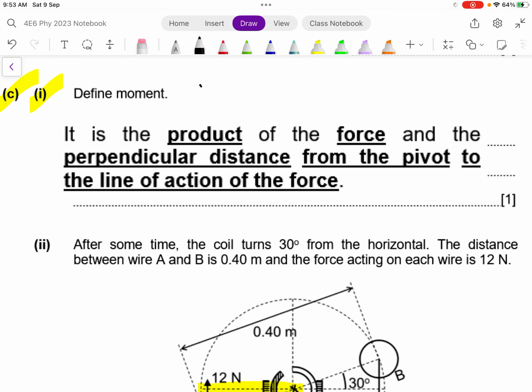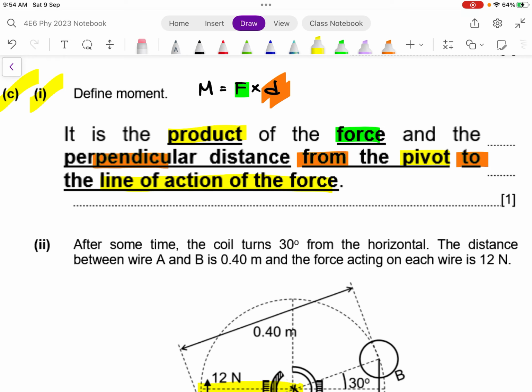So in physics, moment is being defined as F times d, so definitely it is a product of a force, and you need to be very mindful of how to give the full description of distance. So this distance is a perpendicular one between something to something. So you need to be able to tell me the full name of the two reference points.